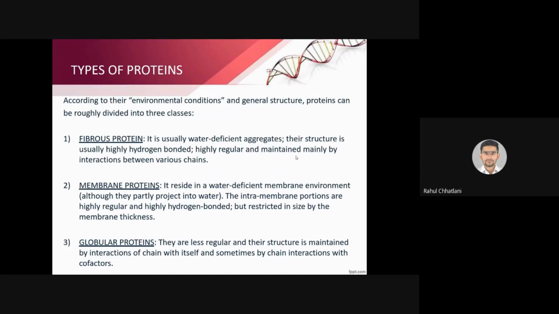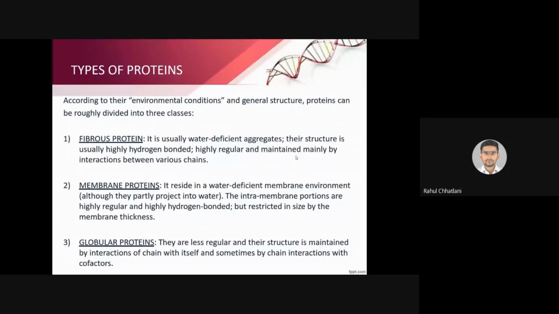Only a selective amount of ions and proteins can pass through it. Here membrane proteins are responsible for that. Only a few proteins or ions are allowed movement to and fro, inside and outside the cell. So these are the membrane potentials. It resides in a water deficit membrane environment, so here also water will not be there.